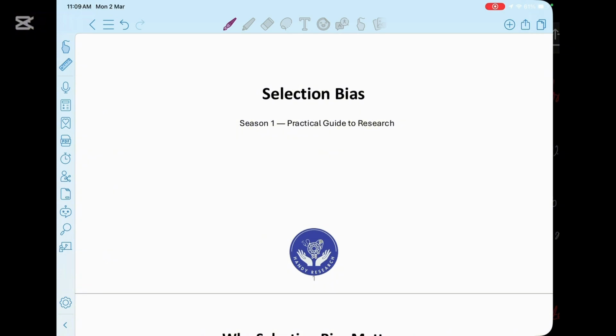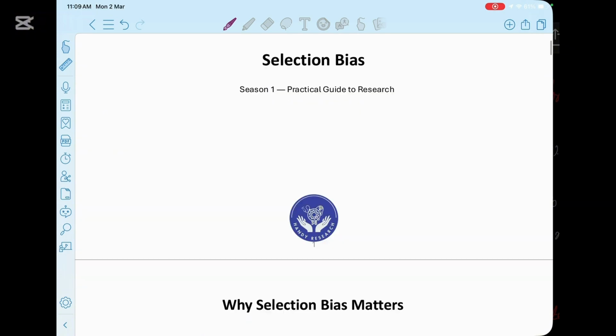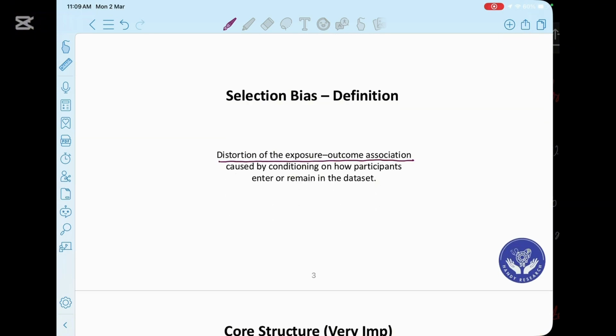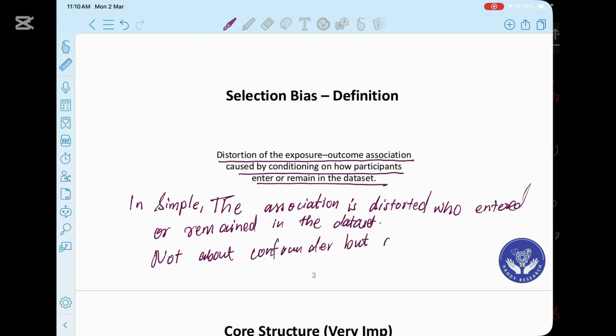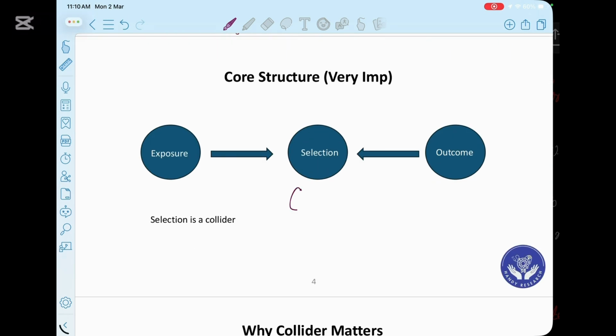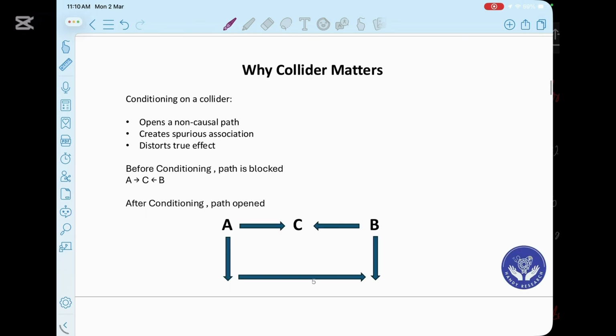Selection bias occurs during the study, follow up, or analysis, and depends on exposure and outcome. In simple words, the association is distorted because of who entered or remained in the dataset. This is not about confounders, this is about conditioning on the wrong variable. The core concept is the collider.